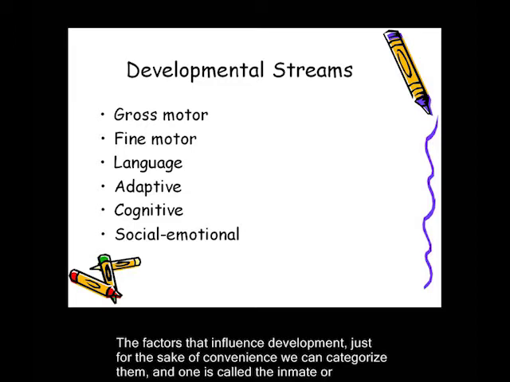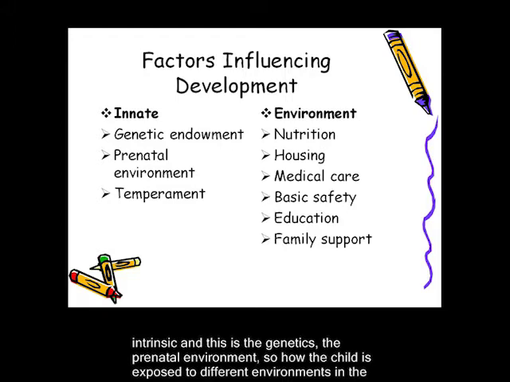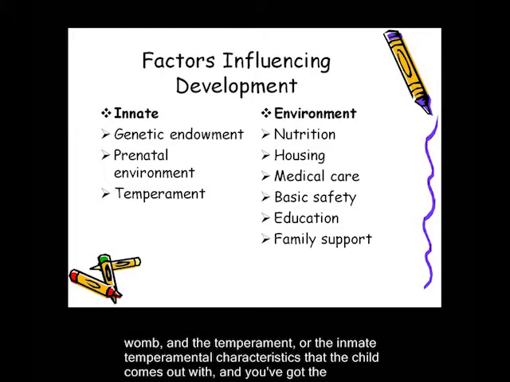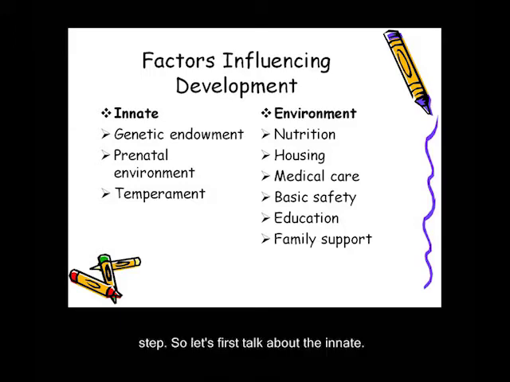The factors that influence development, just for the sake of convenience, we can categorize them, and one is called the innate or the intrinsic, and this is the genetics, the prenatal environment, so how the child is exposed to different environments in the womb, and the temperament or the innate temperamental characteristics that the child comes out with. And you've got the environment: nutrition, housing, medical care, safety, education, and family support. And we'll go through all these step by step. So let's first talk about the innate.